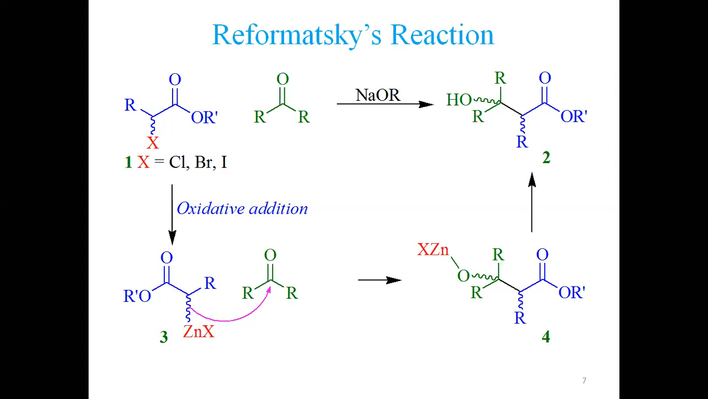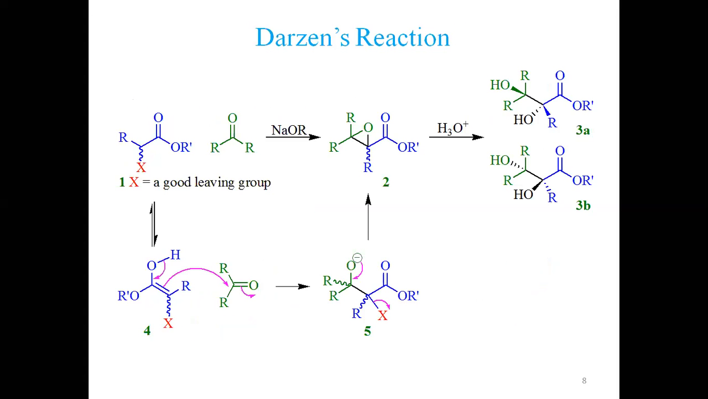Now let's proceed further. Darzens reaction. In the Darzens reaction, this reaction is entirely different. Look at the substrate. We have alpha halo esters. Alpha halo esters are being used and reacted with the ketone. These are the same substrate you have come across in the previous reaction. But here, this X is a good leaving group.